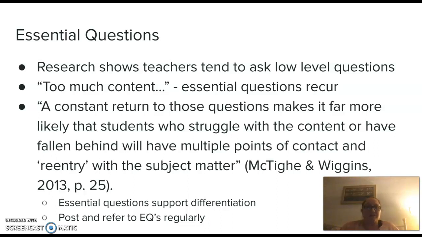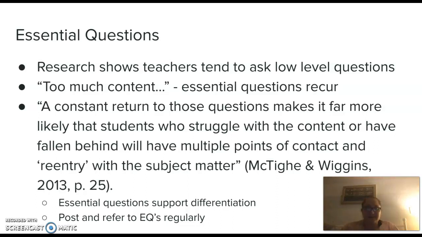So I like this quote: a constant return to those questions makes it far more likely that students who struggle with the content or have fallen behind will have multiple points of contact and re-entry with the subject matter. So if you think about what that's saying, essential questions absolutely support differentiation. We know that students all have different access points to content, depending on their background knowledge, depending on their literacy skills, for whatever reasons. So multiple entry points really is how we should always be preparing instruction anyway, but essential questions help us do that.